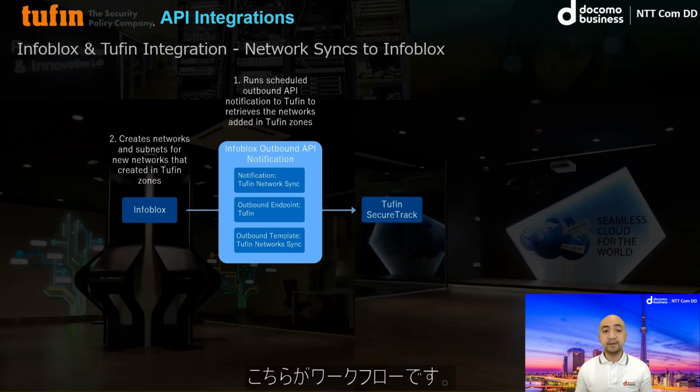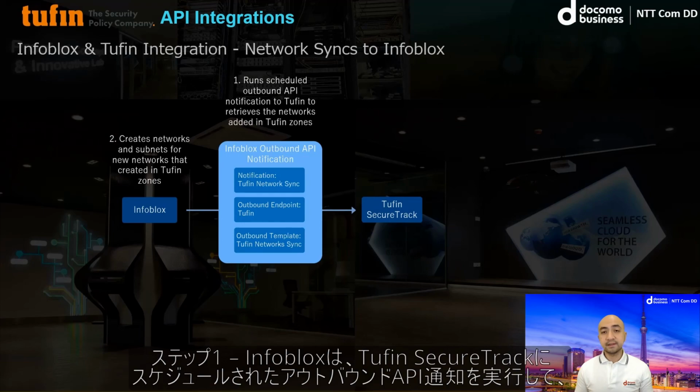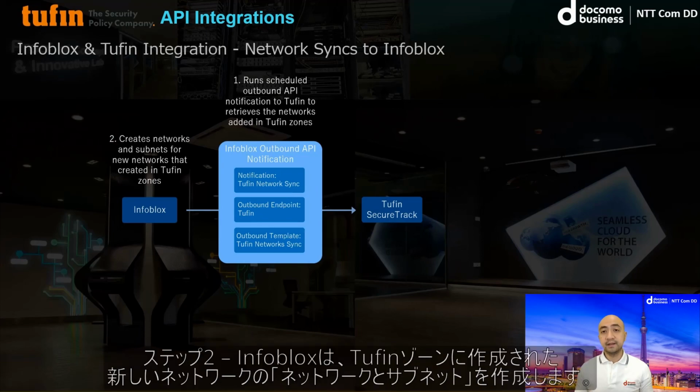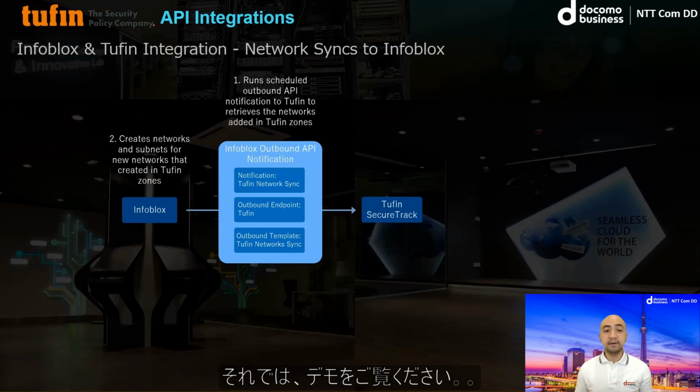Here is the workflow. Step 1. Infoblox runs scheduled outbound API notification to Tufin SecureTrack to retrieve the networks created in Tufin zones. Step 2. Infoblox creates networks and subnets for the new networks that have been created in Tufin zones. Now, let's go for the demo.